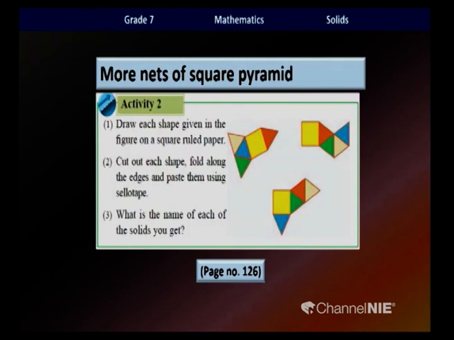Now quickly turn to page number 126 of your textbook. There you have to do a small activity, activity 2. We will read the activity first. Draw each shape given in the figure on a square ruled paper. Cut out each shape, fold along the edges and paste them using sellotape. What is the name of each of the solids you get?